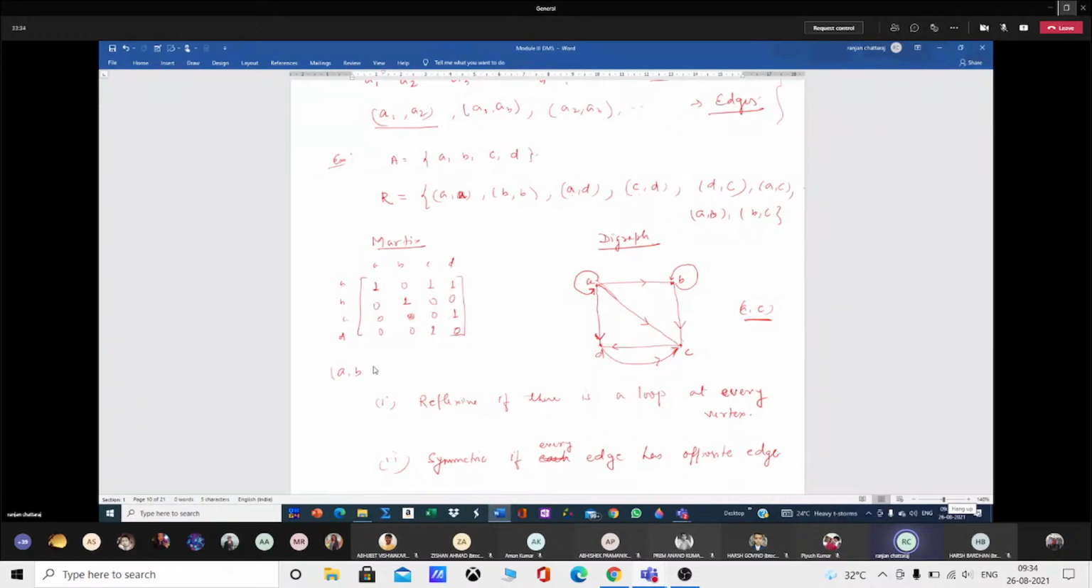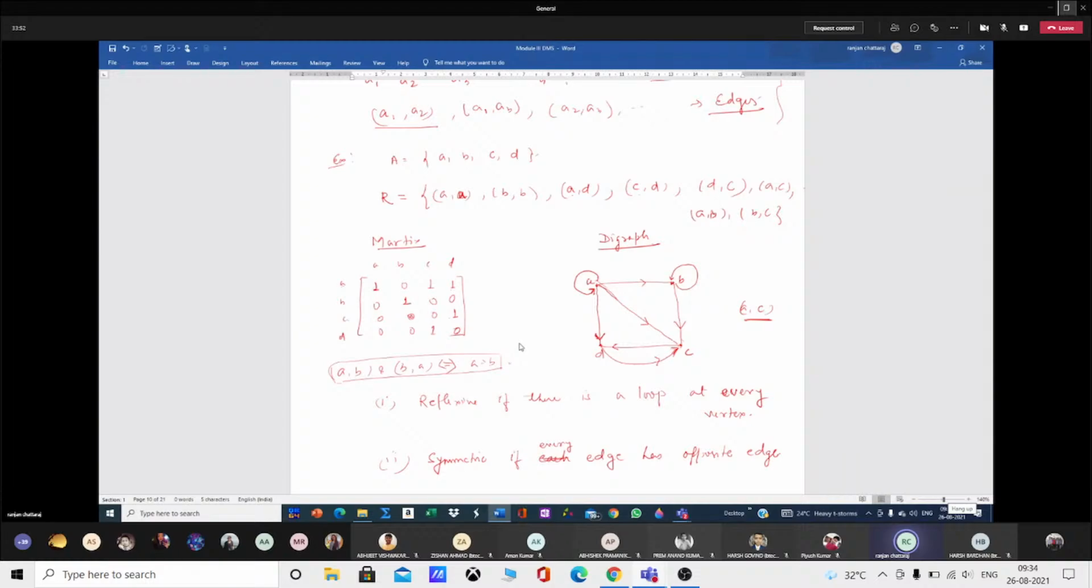If A is related to B and B is related to A, then this must be implied by A is equal to B. That means if no opposite edges exist, then it is the antisymmetric case. It is easier to identify.